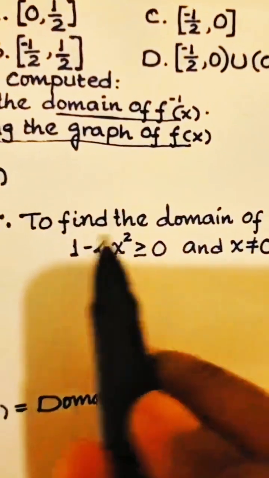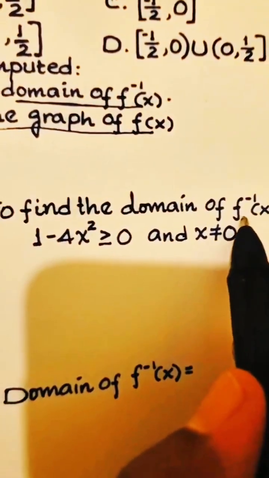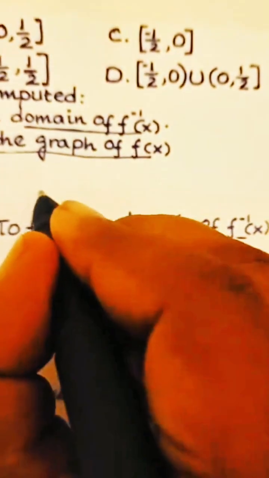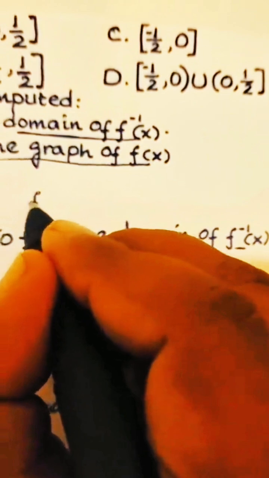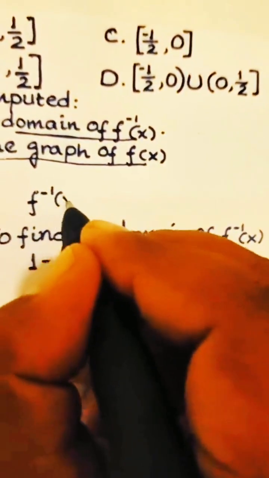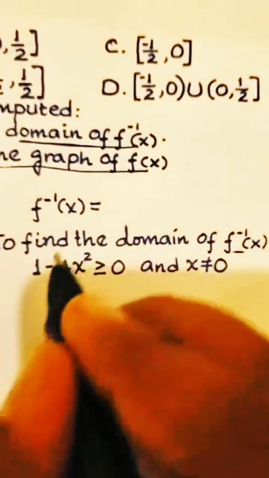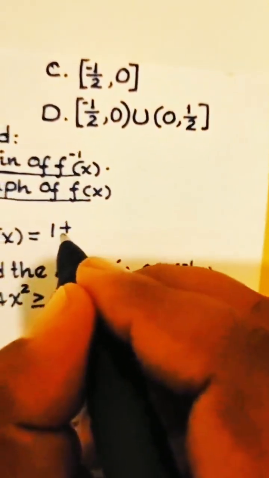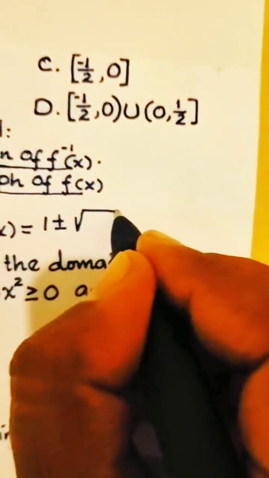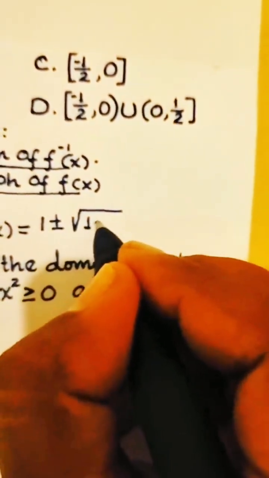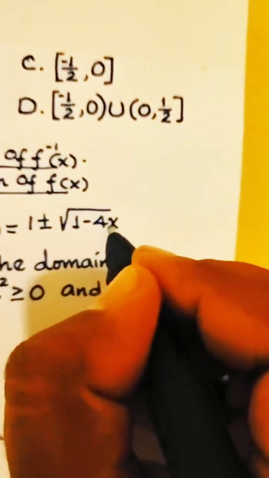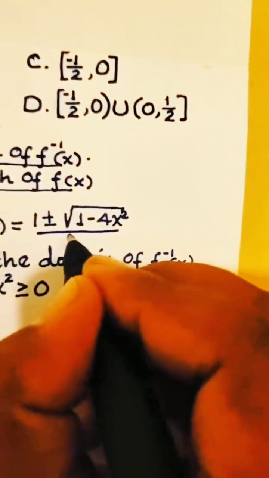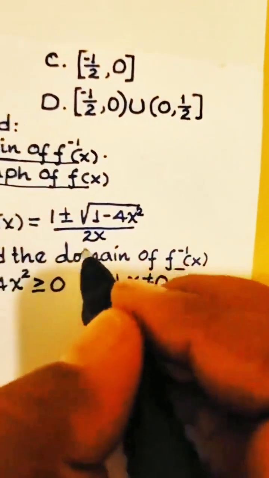Now to find the domain of the inverse function, we have to consider two cases from the given inverse function. Before that, let's write down here the inverse function that we previously obtained. So the inverse function f inverse of x is already obtained to be 1 plus or minus the radical of 1 minus 4x squared, divided by 2x.